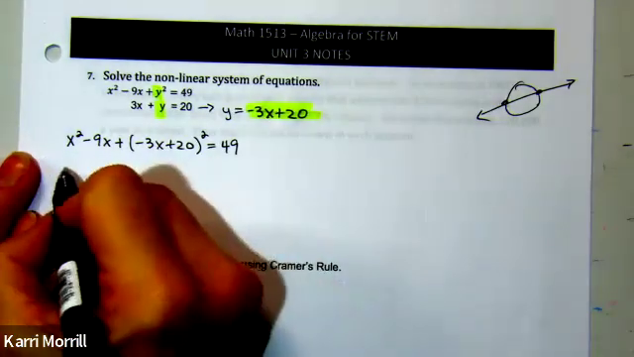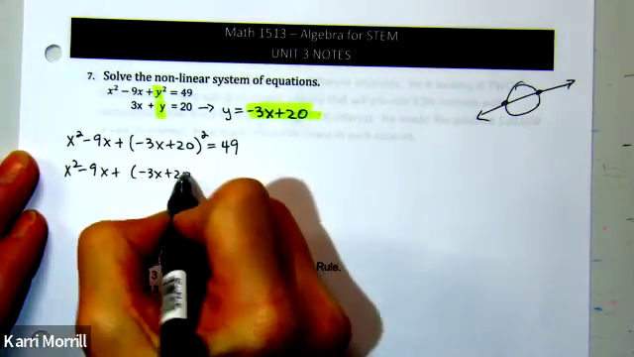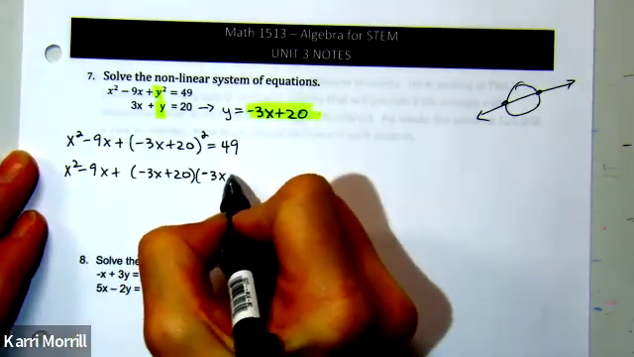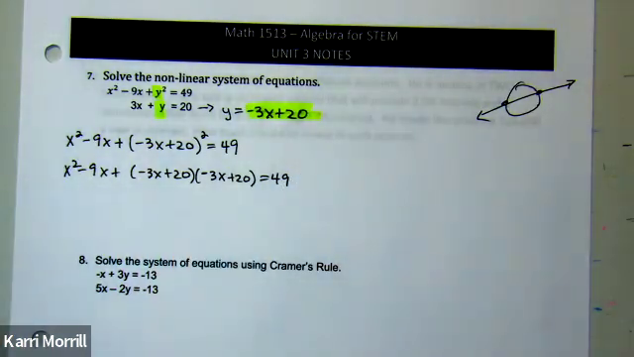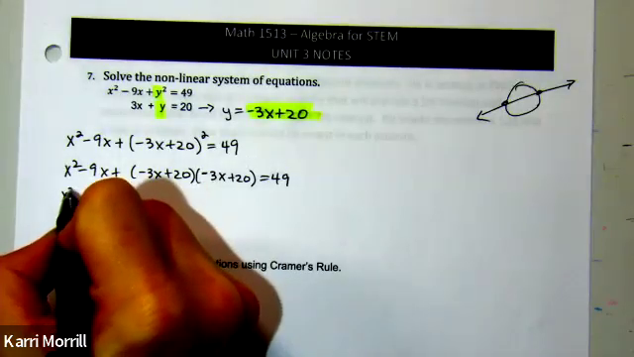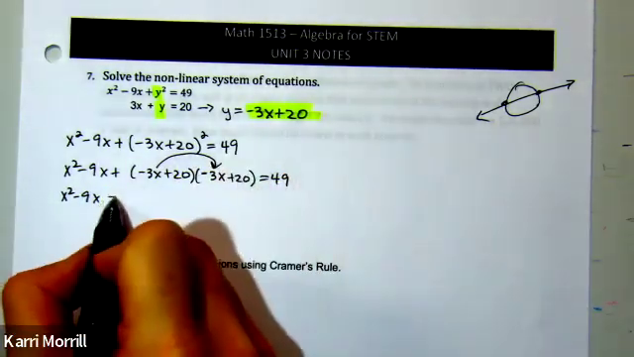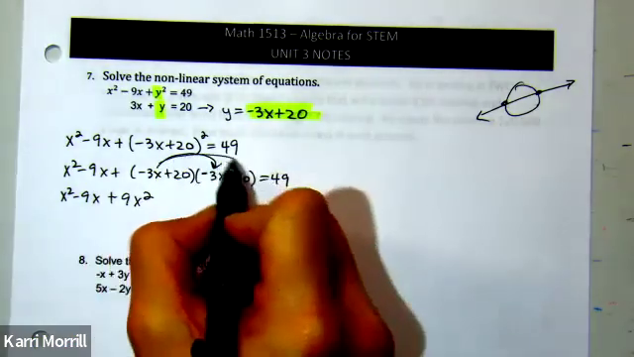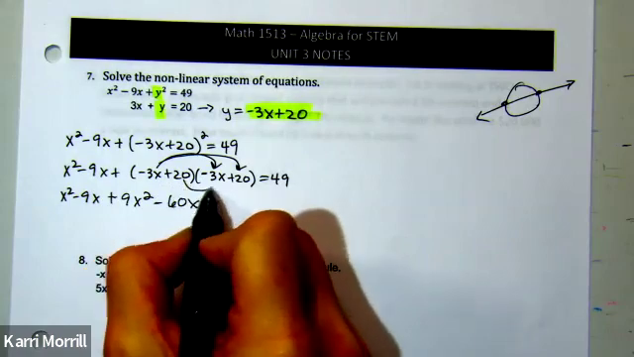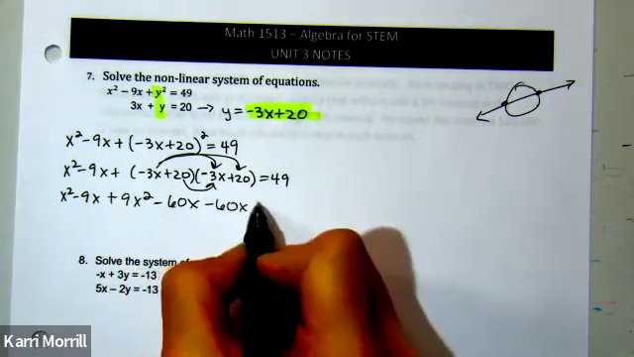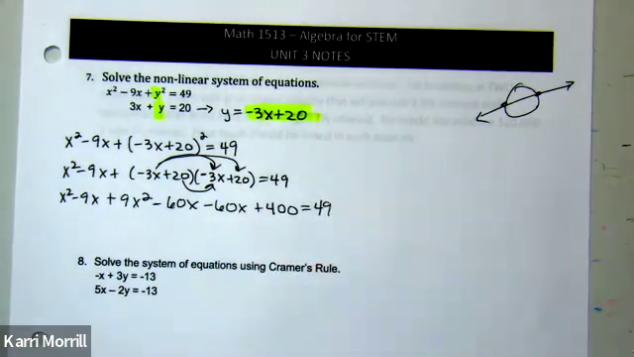We have to FOIL our binomial, so we're going to need to expand it. So negative 3x plus 20 times negative 3x plus 20 equals 49. And I just continue to rewrite what's in front. That way I don't forget that it's there. So negative 3x times negative 3x is a positive 9x squared. Negative 3 times 20 is a negative 60x. We get another negative 60x. We get a positive 400 equals 49.